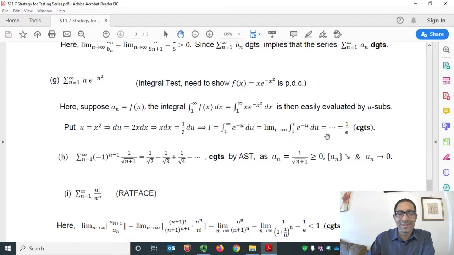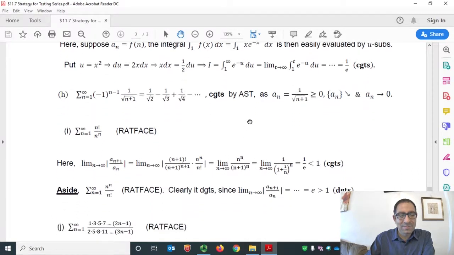Great, and then it turns out to be 1 over 2 times e. So it converges. Improper integral converges means the corresponding series converges. Great. So let's move on.